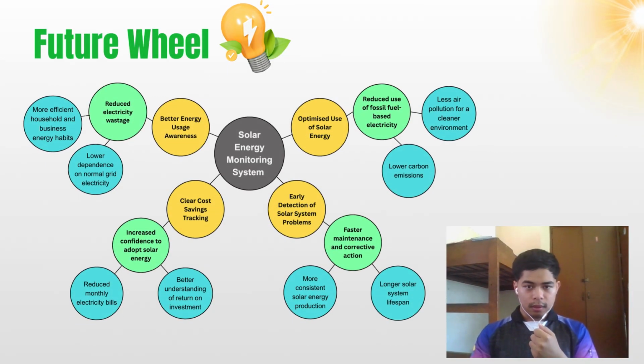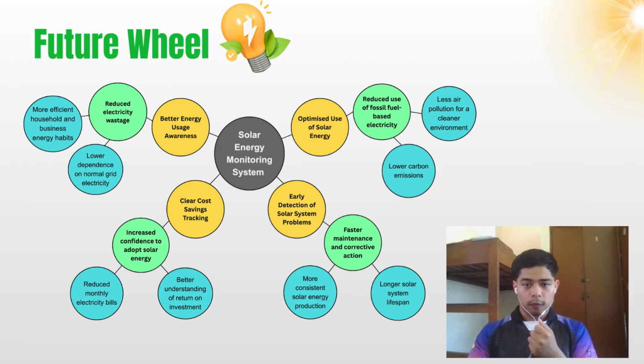Next, I will be presenting the future wheel diagram. A future wheel is a tool used to show the possible effects of one main idea or technology. Here, it starts with the main system in the center, then expands outward into direct effects and the long-term impacts. In this diagram, the center is the solar energy monitoring system.